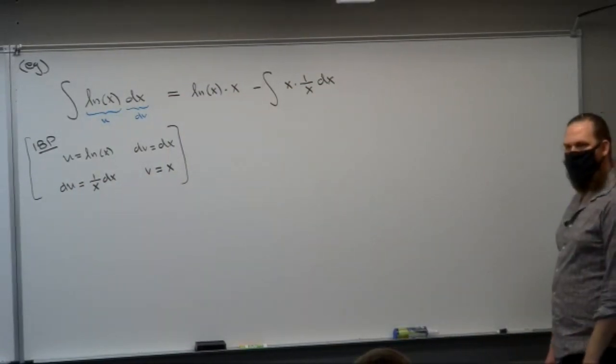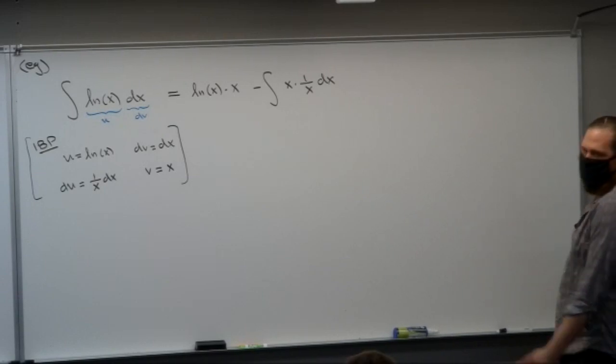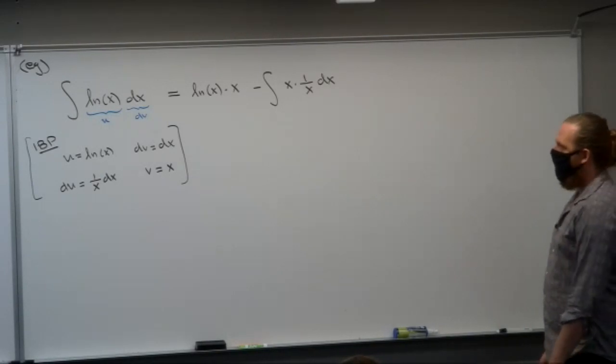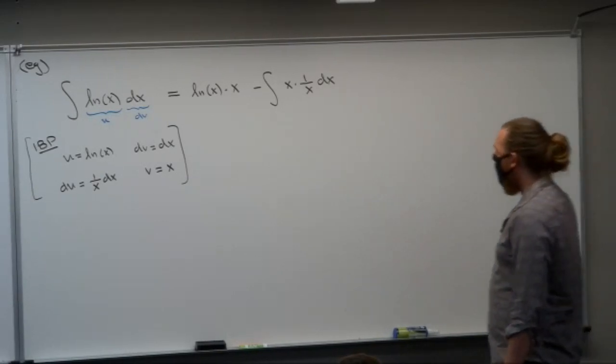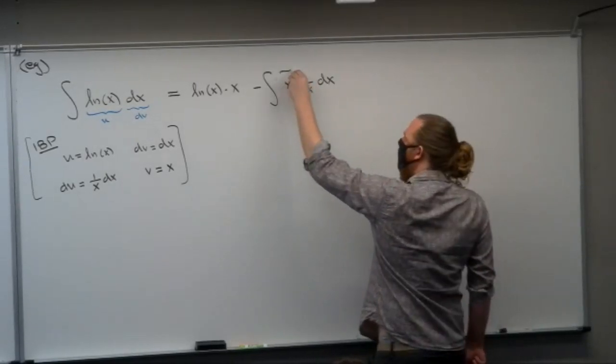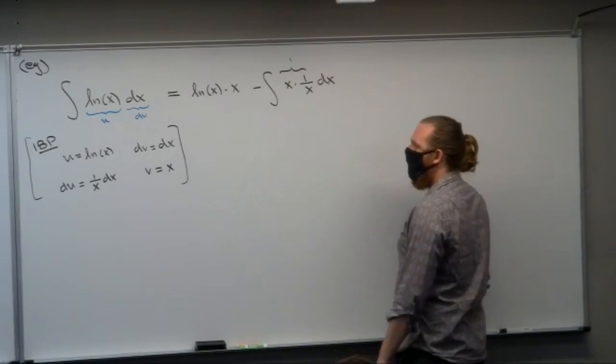And if that integral on the far right looks too good to be true, well, it's not too good to be true. It is true. So x times 1 over x is 1. Yeah, like 2 times 1/2 or 3 times 1/3.